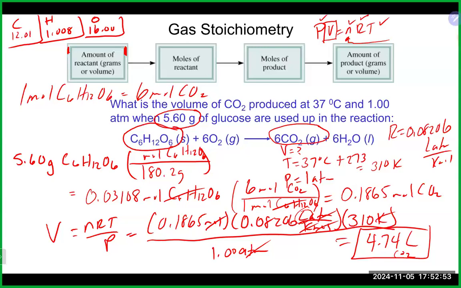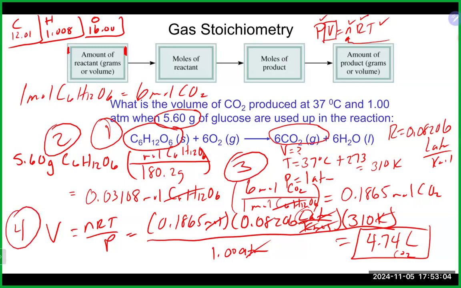Any questions on that? So it really is the same sort of stoichiometry steps: balance the equation, convert to moles, a little mole to mole relationship. And here's the big difference in this particular one. We are just going to go into the ideal gas law at the end rather than using molar mass to figure out grams or something like that. Any questions on that there?